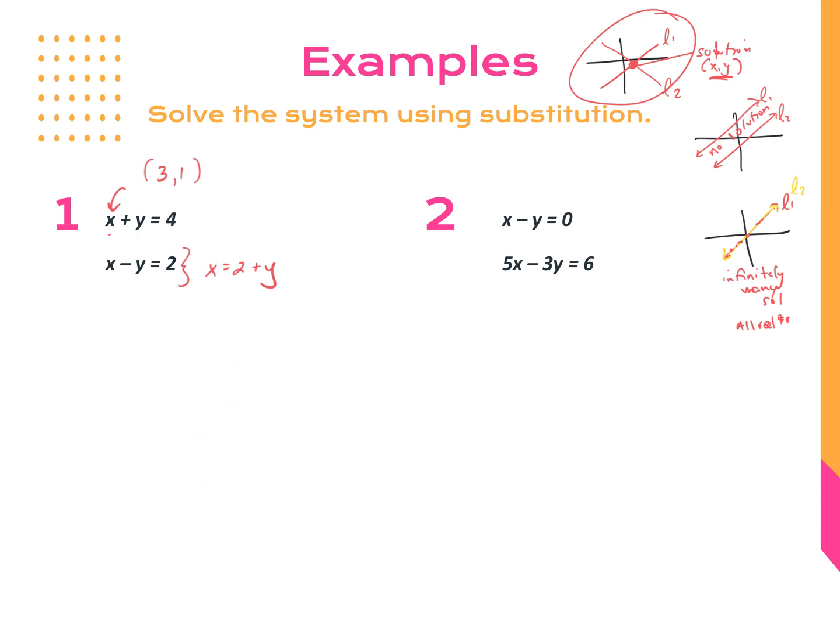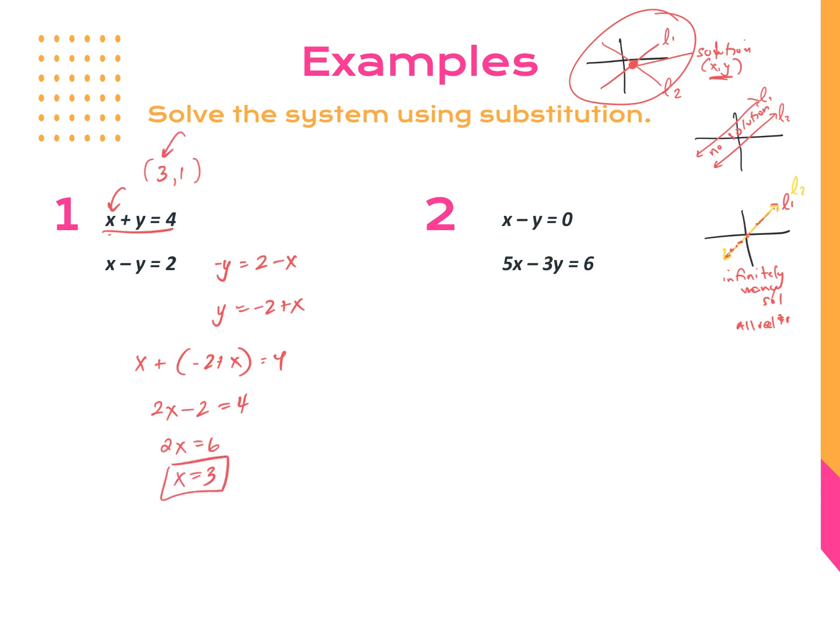I could have solved for x, right? I could have done this bottom one and said negative y equals 2 minus x, so y equals negative 2 plus x. And I could have gone to the first one and done x plus negative 2 plus x equals 4. That's 2x minus 2 equals 4. 2x equals 6, and x is 3. And again, look, I would have gotten that. I would have plugged it in and gotten y.